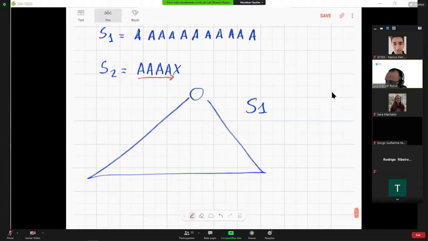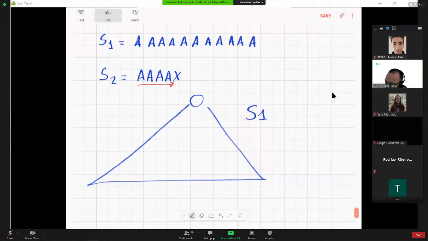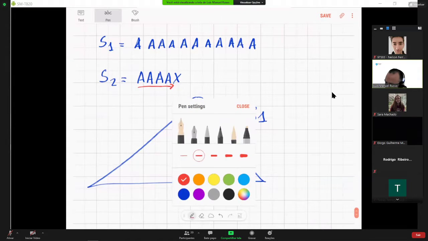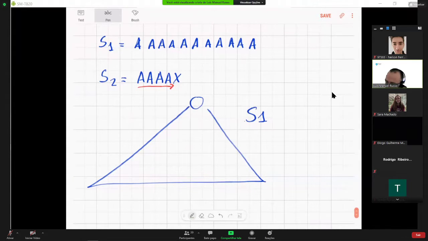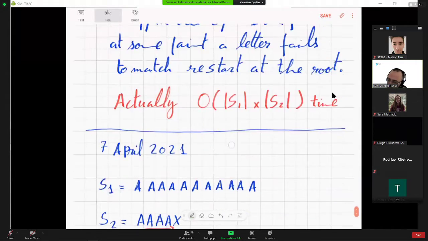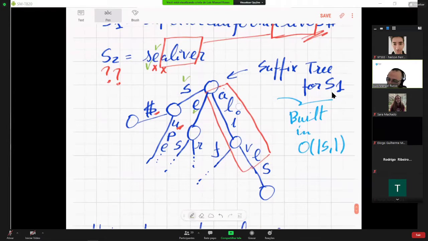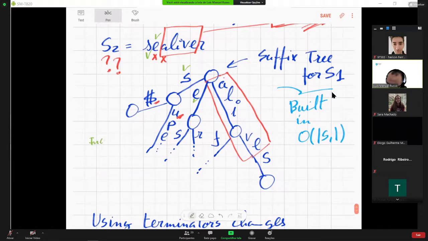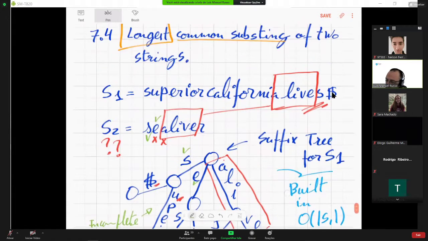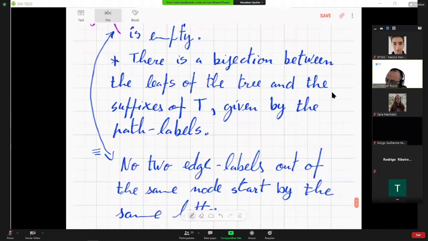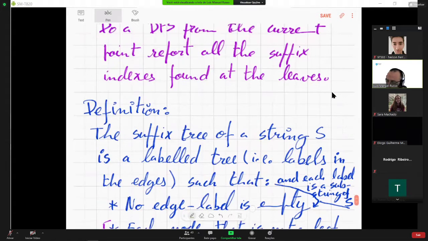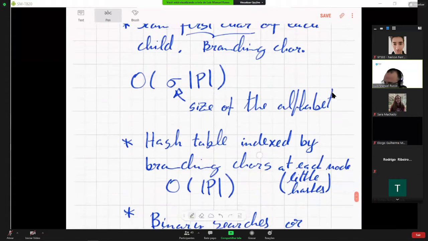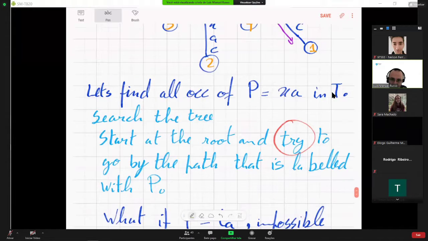I'm not drawing the suffix tree, but basically what happens is that drawing suffix trees is a bit hard, because if we draw them like this, this one is actually incomplete. This one is the one that I showed you in the definition. This is a complete suffix tree.